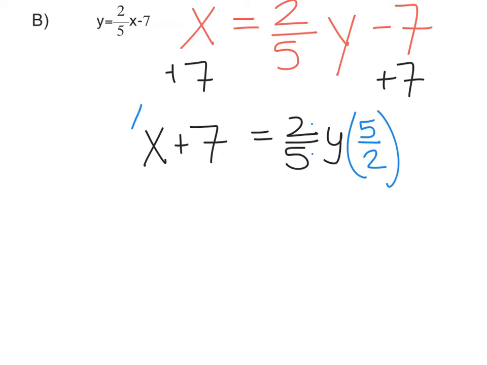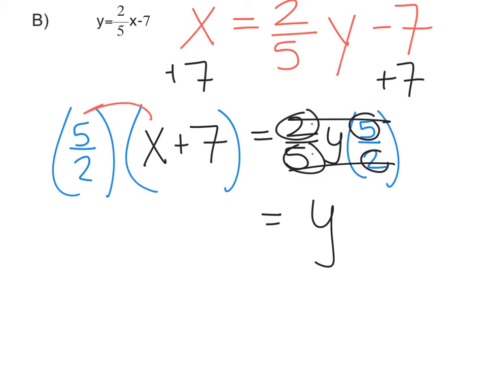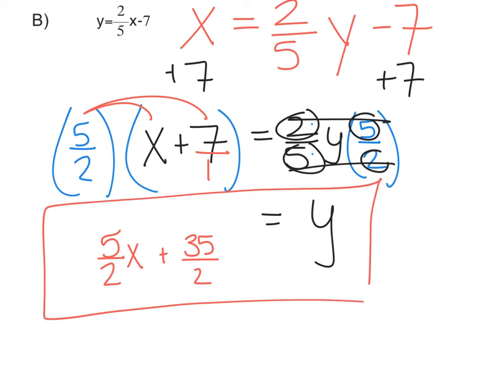And whatever I do to this side, I have to also do to the opposite side. Now the whole point is I'm going to get a 10 over 10, which cancels, and that's why we do that. So I just get y. And I'm going to distribute here. I'm going to put this over 1. So I'm going to say that's 5/2 times x plus 35 over 2. And now I have found the inverse. So remind yourself, when you multiply fractions, you do the tops and you do the bottoms.